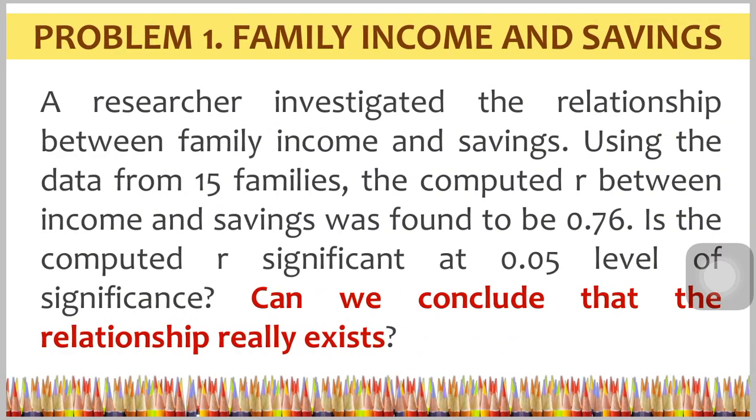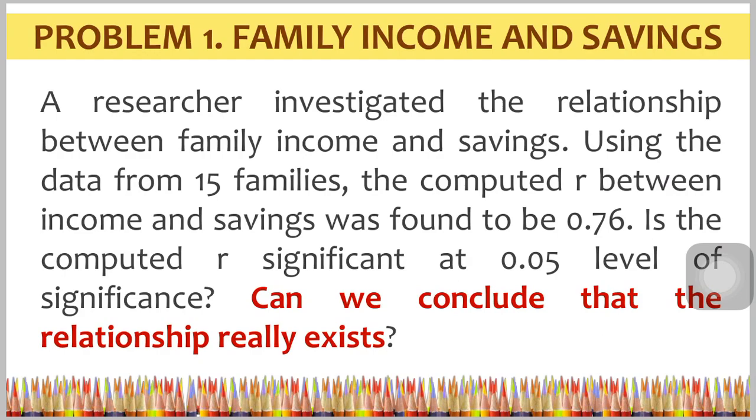Let's start with the first problem on family income and savings. A researcher investigated the relationship between family income and savings. Using the data from 15 families, the computed R between income and savings was found to be 0.76. Is the computed R significant at 0.05 level of significance? Can we conclude that the relationship really exists? So let's start by testing the significance of R.